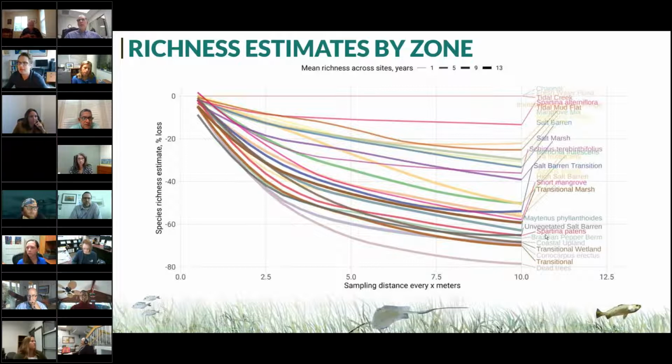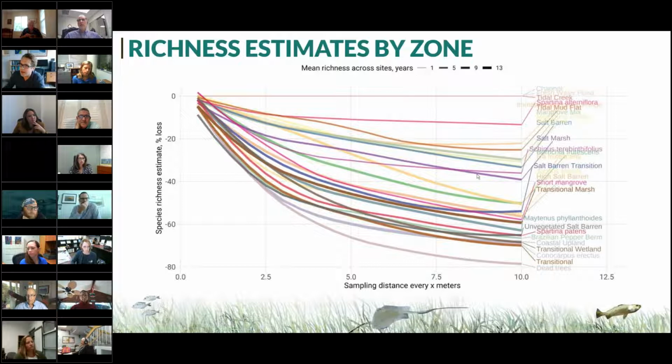Obviously, with less sampling, we get lower counts for the species richness. So again, this is the % reduction in the true species richness that we saw sampling at every half meter. And these are all the vegetation zones that we saw at each particular site.